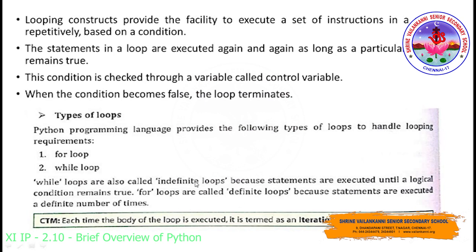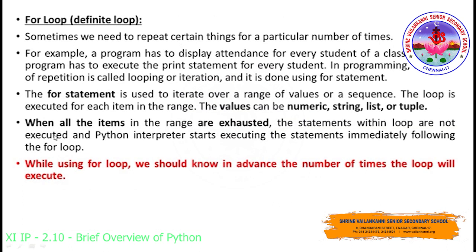We call the while loop an indefinite loop because the statements are executed only till the condition is true. But the for loop is called a definite loop because we give a condition to repeat the statements only a certain number of times and not more than that. That's why we call it a definite loop. Each time the body of the loop is executed, it is also called an iteration or looping. So, for loop.